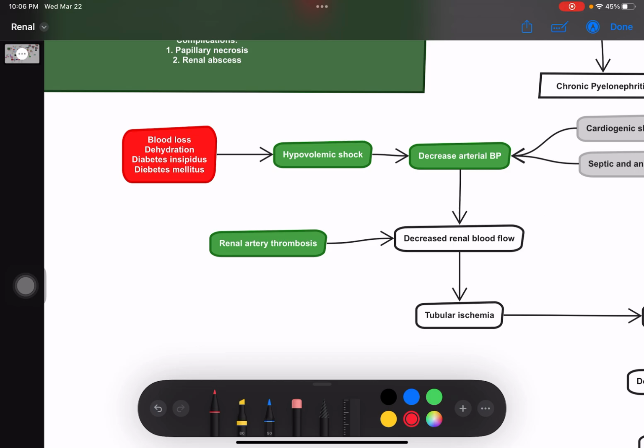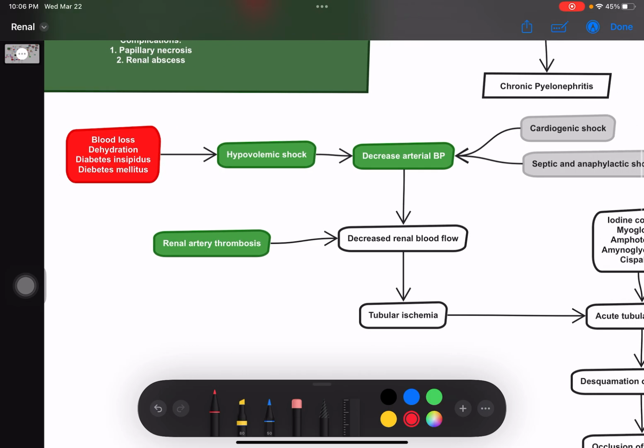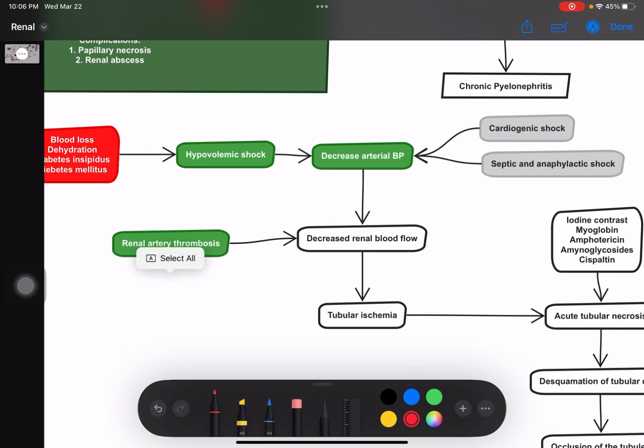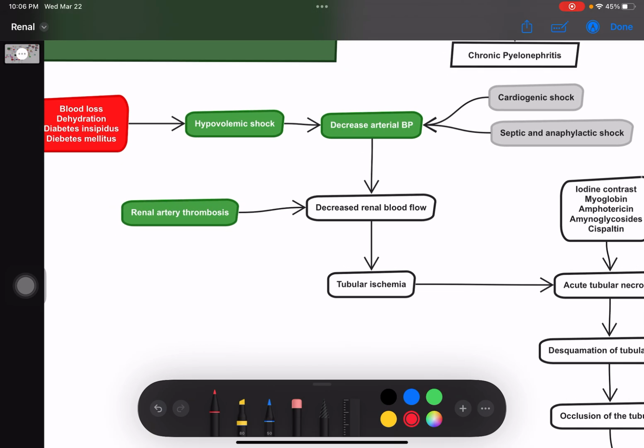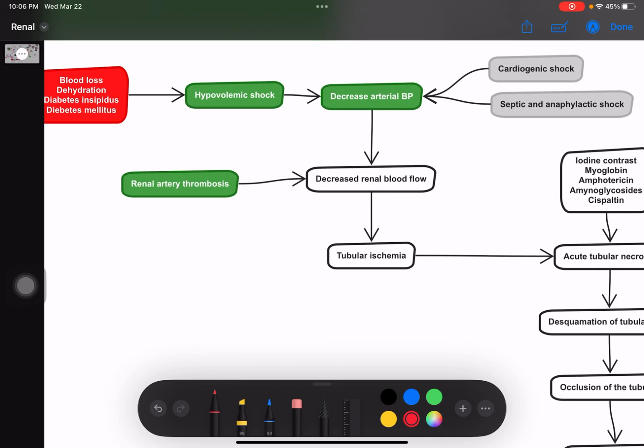Those include blood loss, dehydration, diabetes insipidus, and diabetes mellitus. So those that can cause hypovolemic shock, consequently a very drastic decrease in arterial blood pressure. It also can be caused by other kinds of shocks, such as cardiogenic shock or septic and anaphylactic shock. So any kind of condition that decreases the blood pressure severely, mostly by any kind of shock, basically. So decreased arterial blood pressure is going to decrease the renal blood flow.